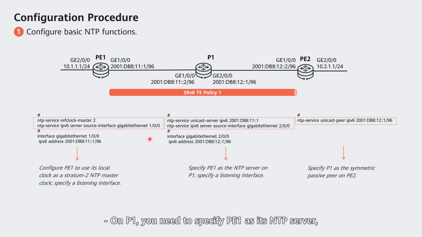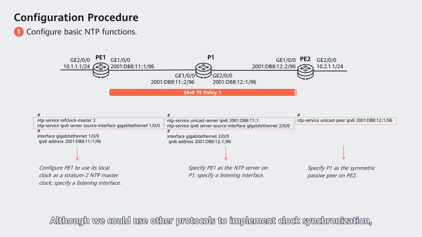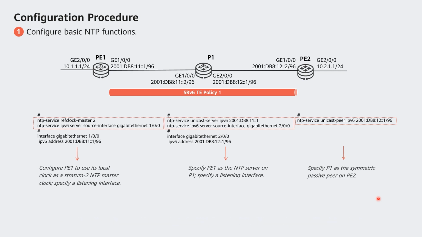On P1, you need to specify PE1 as its NTP server, and specify interface 2-0-0 as a listening interface. On PE2, you need to specify P1 as its symmetric passive peer to implement clock synchronization between the two devices. Although we could use other protocols to implement clock synchronization, using NTP is recommended because the tunnel-level IFIT application scenario often involves interworking between Huawei and non-Huawei devices.